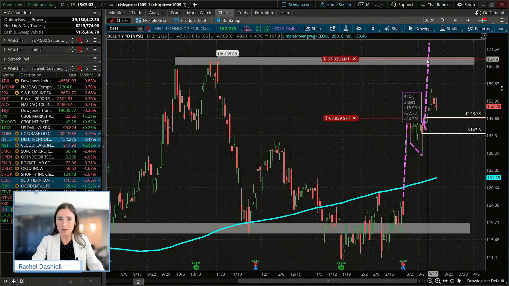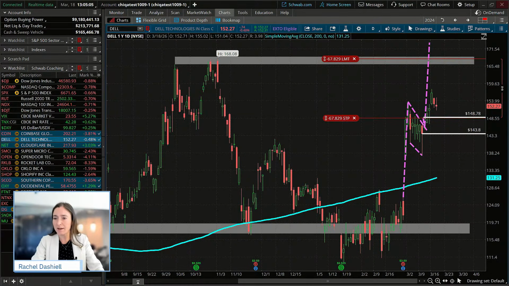We still have our profit target of resistance up there to the upside.